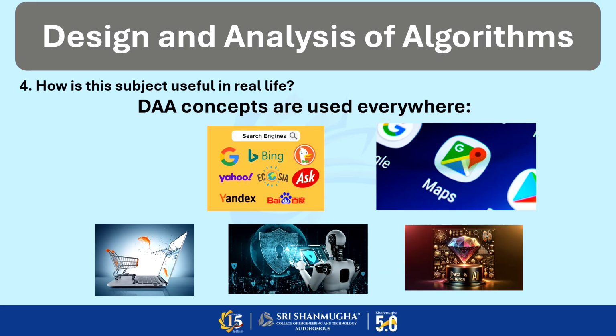Now it's time to learn about its applications. How is this subject useful in our real life? DAA concepts can be used everywhere, like search engines. Google uses efficient searching algorithms. Then route finding: Google Maps uses shortest path algorithms. Then comes e-commerce recommendation and sorting algorithms. Then cybersecurity, encryption algorithms. And finally, data science and artificial intelligence, optimization algorithms. So these are the applications of DAA.